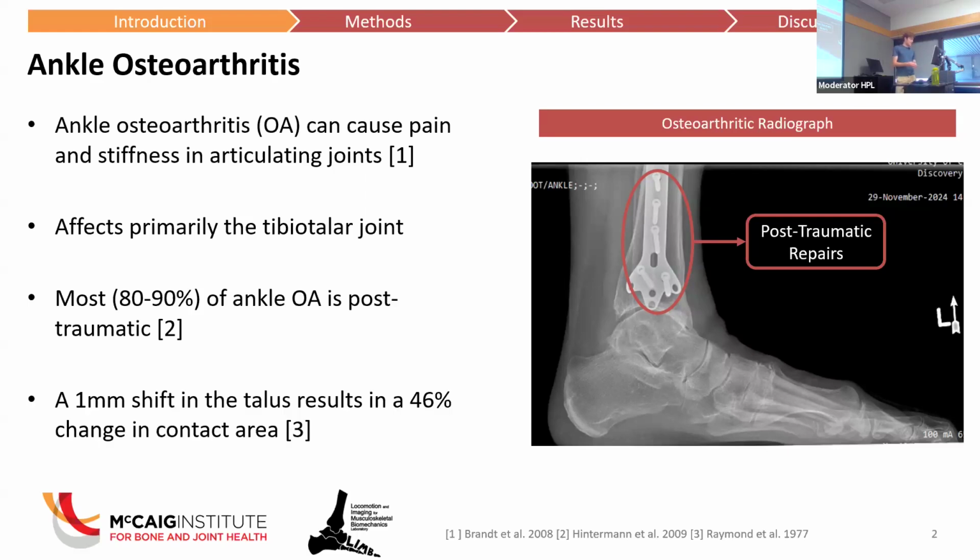And the stat to back that up is that a 1 millimeter shift in the talus bone actually results in about a 46% change in the contact area of that joint. So a very small change to those bones results in very large changes to the contact mechanics, thus developing different wear patterns for OA.